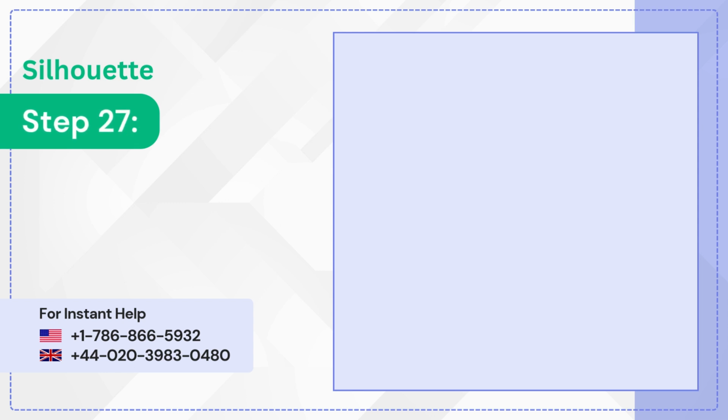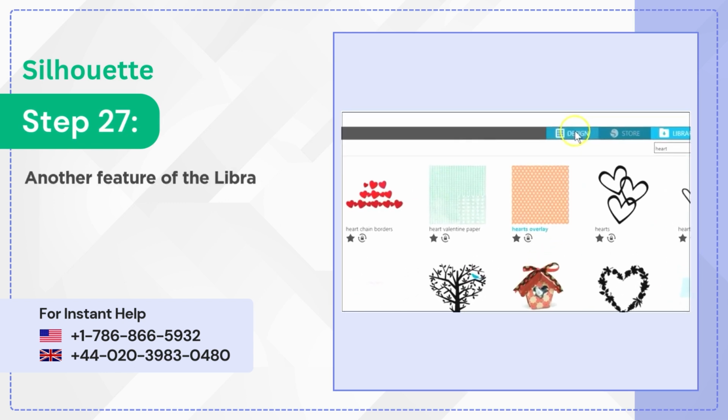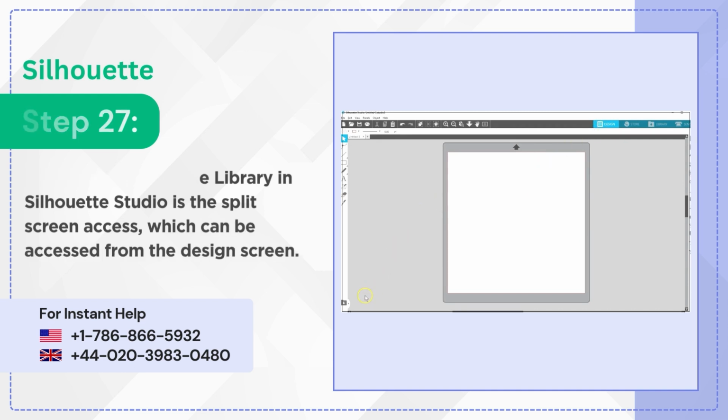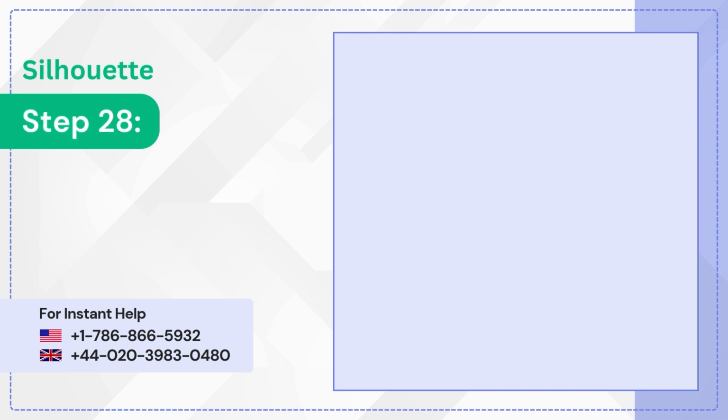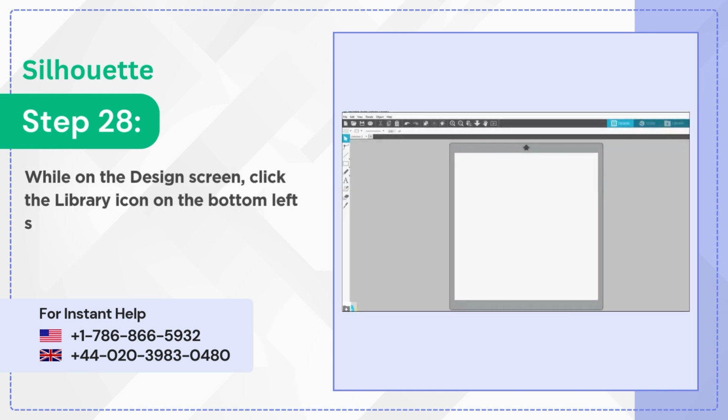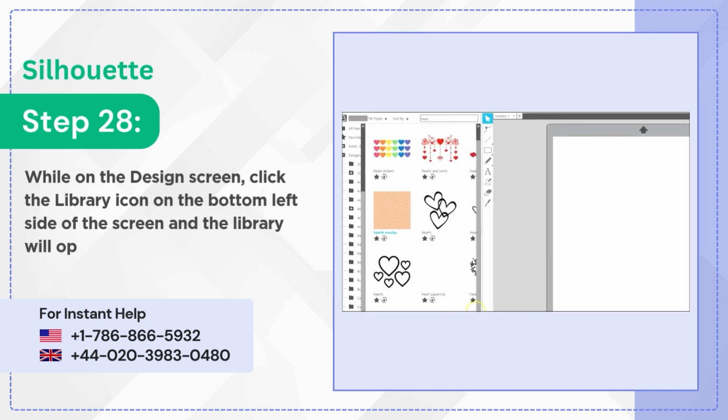Step 27. Another feature of the library in Silhouette Studio is the split screen access, which can be accessed from the design screen. Step 28. While on the design screen, click the library icon on the bottom left side of the screen and the library will open up on the left panel.